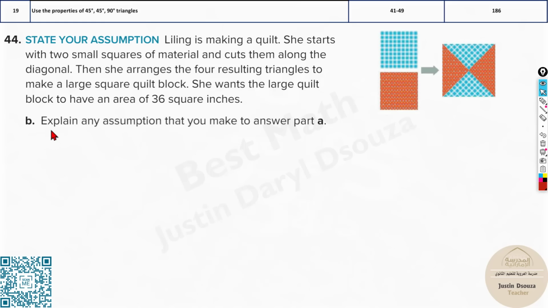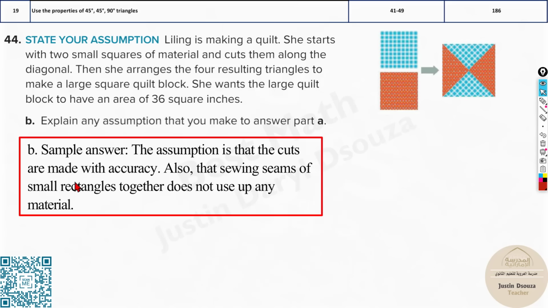And they have asked us a part B over here. Explain any assumptions that you make to answer part A. Now what assumptions? When we cut, there is no wastage, or it must be accurately cut, I believe. Let's just look over here. The assumption is that cuts are made with accuracy. Also, the sewing seams do not add anything. Basically you're not using any extra material. It's exactly or very accurately we're using only these dimensions. But usually when you cut, there is some wastage and you won't get accuracy. And when you sew them together, like when you stitch them up, there'll be wastage of area as well.